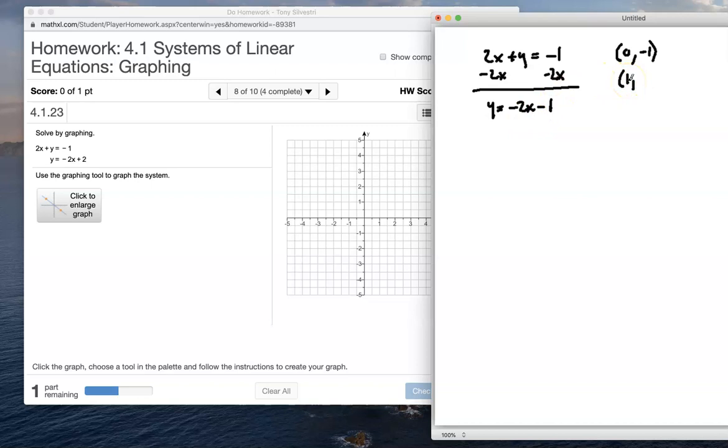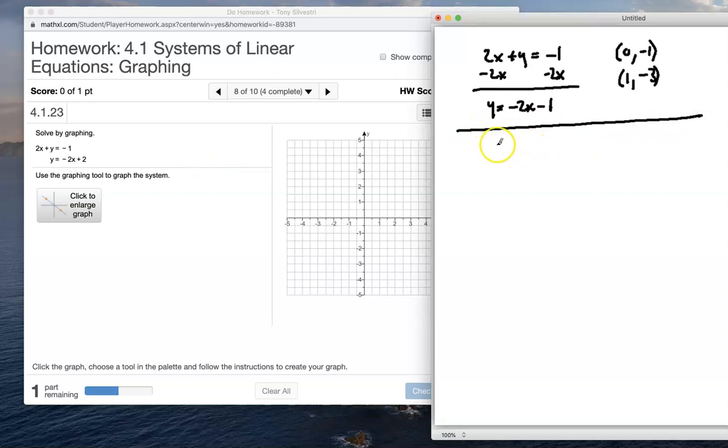If x is 1, remember the first coordinate is the x value. 1 times negative 2, you do your multiplications first. Negative 2 times 1 is negative 2. Minus 1 is negative 3. These are your 2 points that you're going to graph.